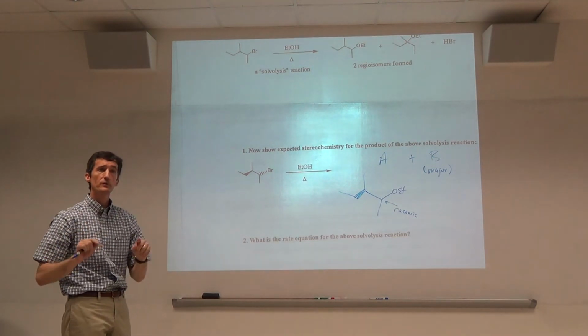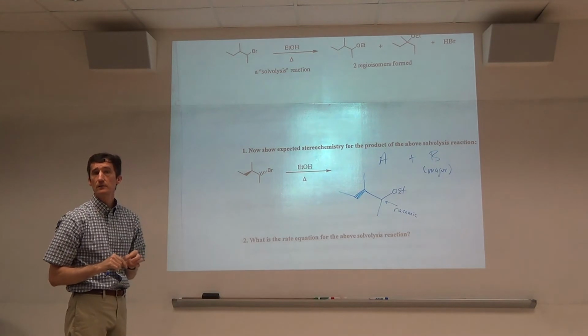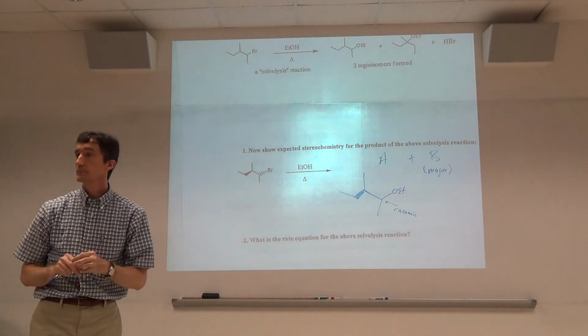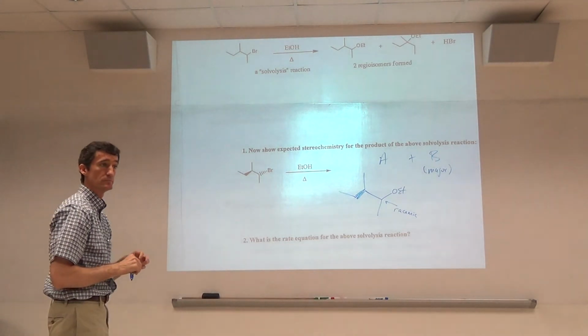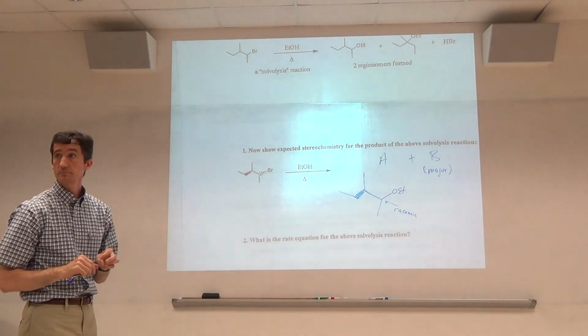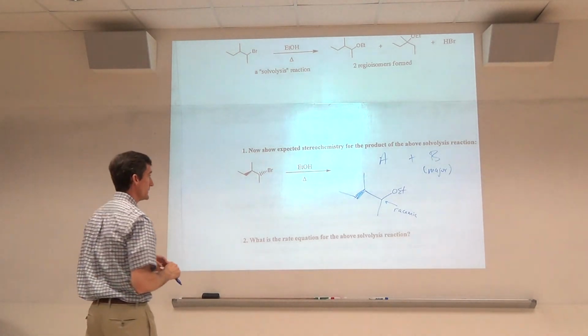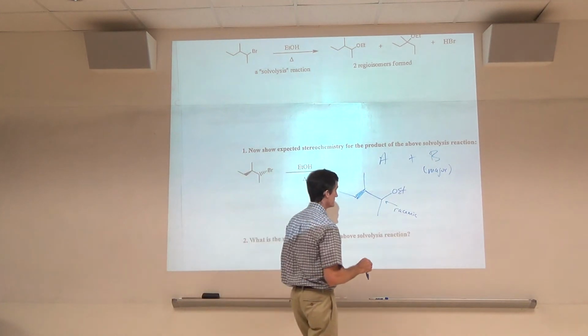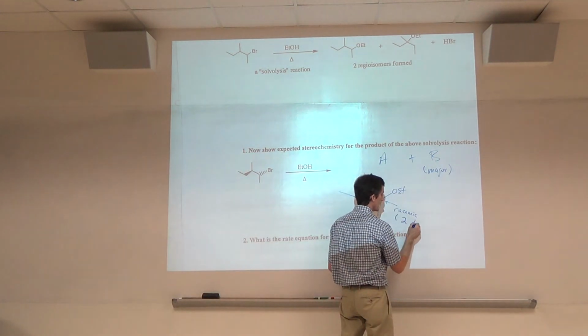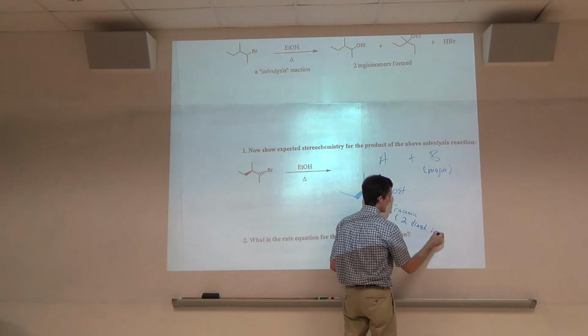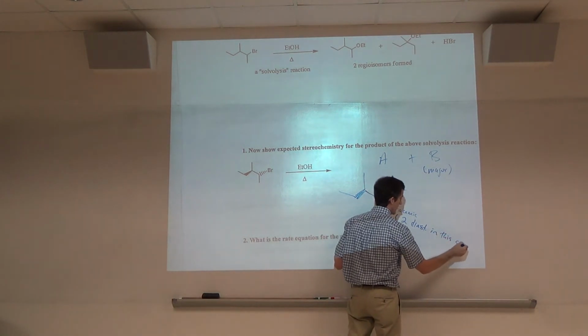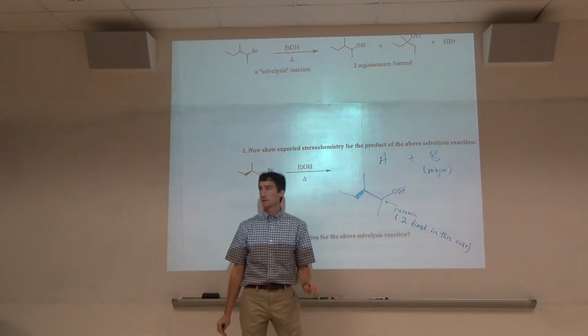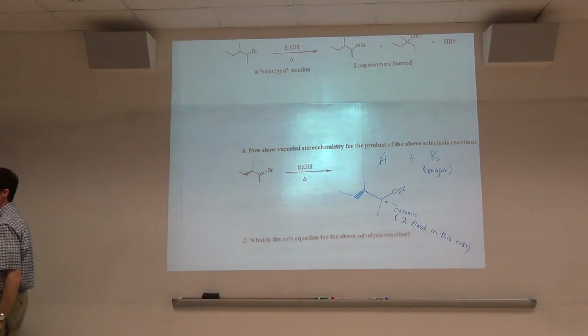And if you drew both, what's the relationship between the two? Not enantiomers. You're going to be diastereomers. Okay? You're going to be diastereomers in this case. Everybody understand why they're going to be diastereomers?